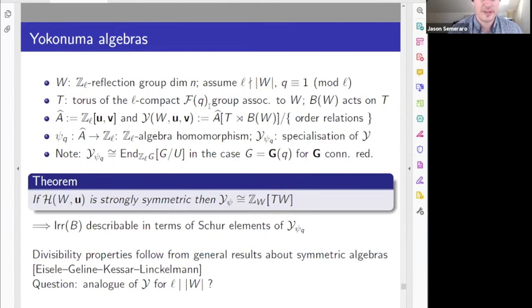So T is the torus of the L compact F of Q. So this is like a homocyclic group. Right, so you do the discrete approximation. Discrete approximation, yeah. So this is like exponent L to the A, where L to the A divides Q minus 1 or something like that. That's right, yeah, that's what I mean. So we'd like to generalize this to remove this condition, but we don't know how to do that. And I think that would have some really interesting ramifications for groups of Lie type as well.